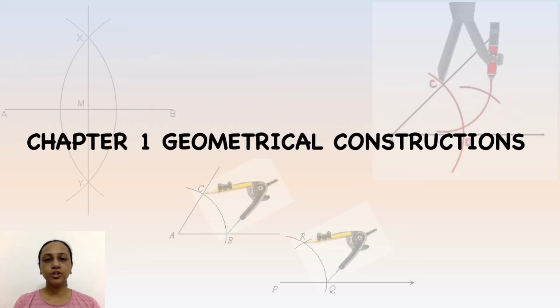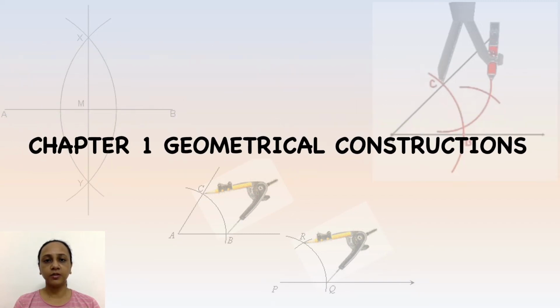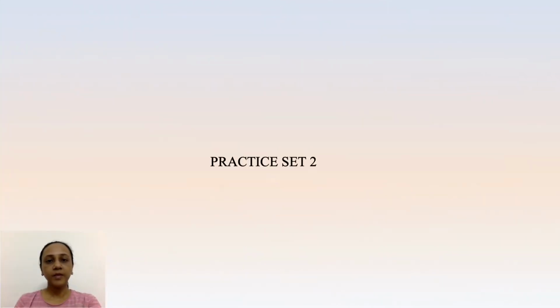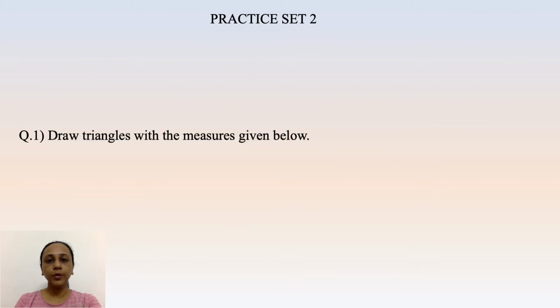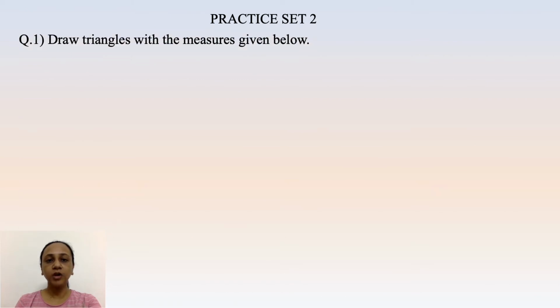Chapter 1 Geometrical Constructions. Today, in this chapter, we are going to learn how to draw or construct a triangle if three sides are given to us. Practice set 2. Question number 1. Draw triangles with the measures given below.